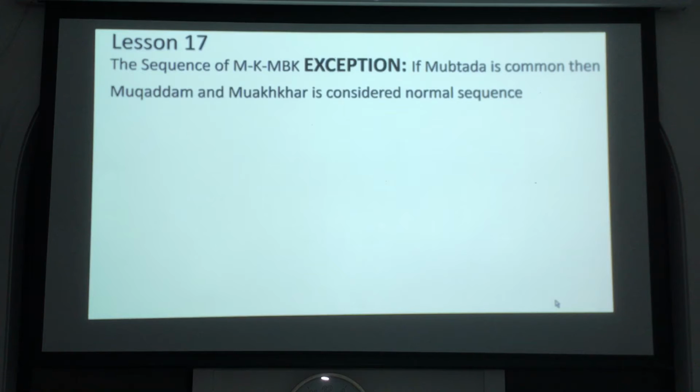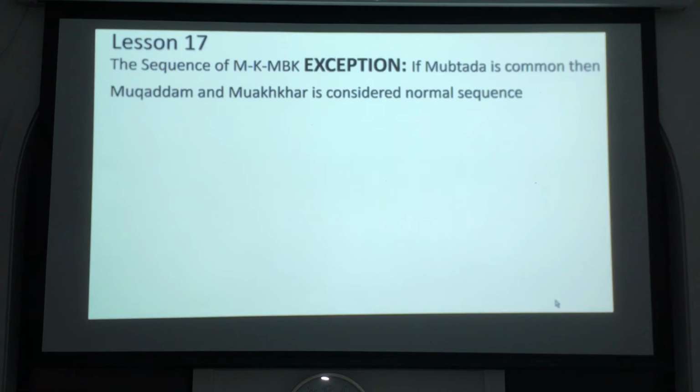Okay. Another thing today. There is an exception. What we learned, there is an exception. For that we need to know the exception to the sequence of MB and MBK. If Mubtada is common, okay, wait, slowly you will understand inshallah. If Mubtada is common, then muqaddam and muakhar is considered normal sequence, meaning we do not put the only. What I'm trying to say, I'll show you some examples. We said when it is 3, 2, 1, or any abnormal sequence, not 1, 2, 3, then we bring which word? We bring the word only. Where are you going to put only?